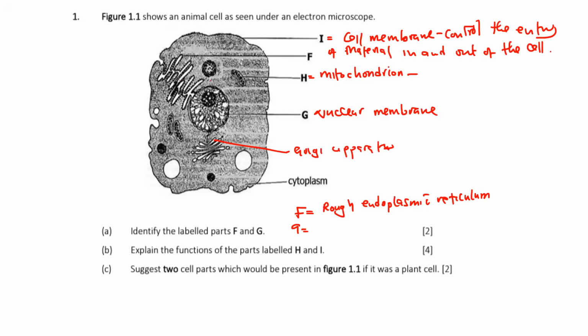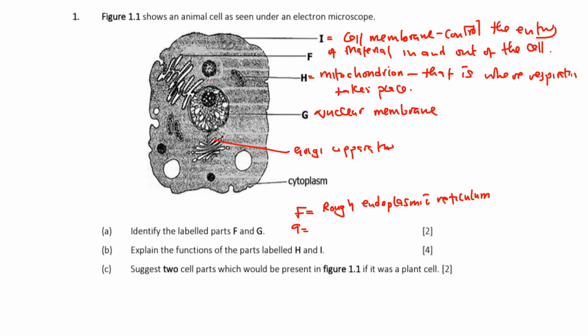What about H? The mitochondrion is known as the powerhouse. And that is not the function, because some of you might say the function is the powerhouse. No. Why is it known as a powerhouse? Because it produces energy. That is where respiration takes place. Given the chance to write the function of this, that is exactly what you write: that is where respiration takes place, or you can say it produces energy.